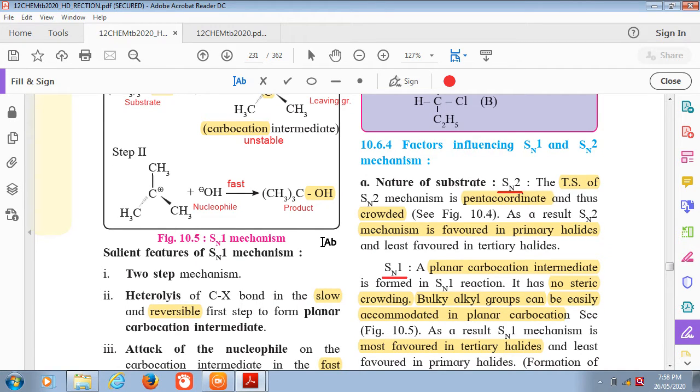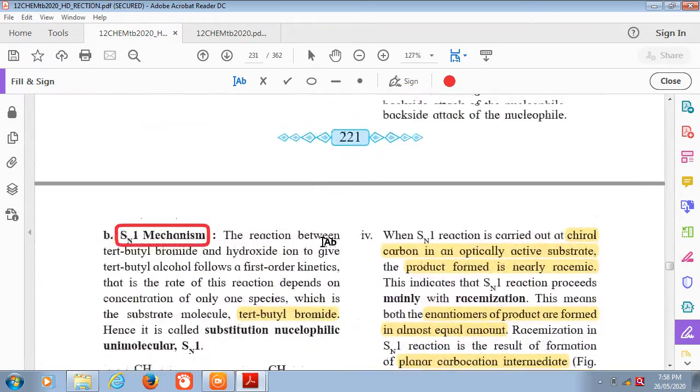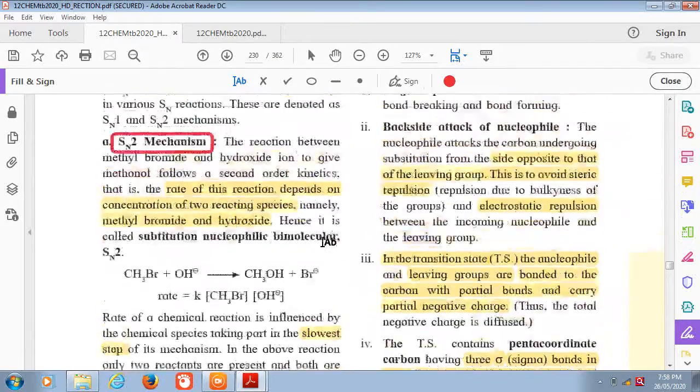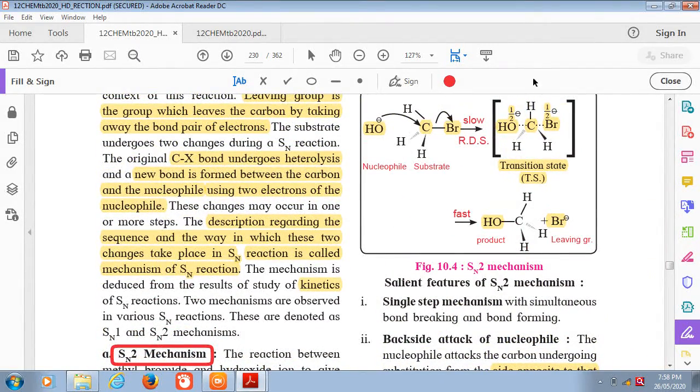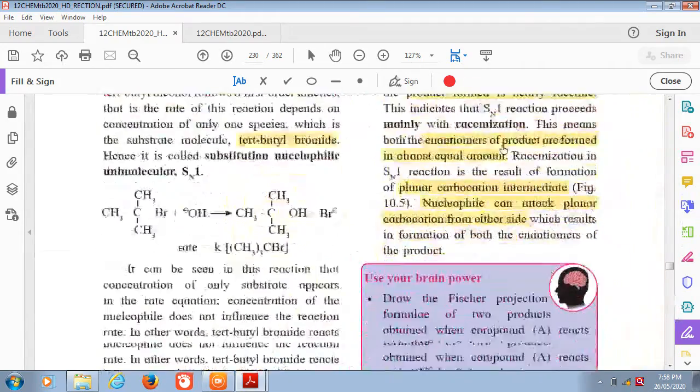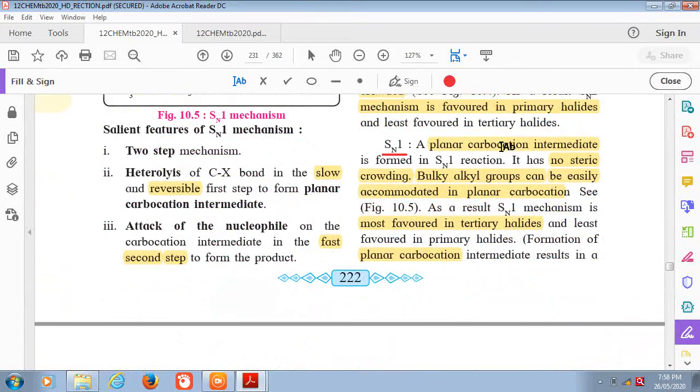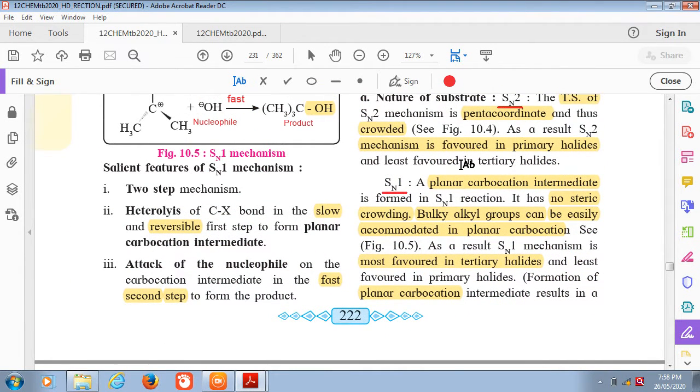that carbon is attached to 5 different groups. Out of that, 3 are hydrogen, one is OH and another is Br. So it is crowded. We have already seen that in the diagram, so you can check that diagram again. Here this transition state is crowded. There are 5 different groups. So the Sn2 reaction mechanism is favored in primary alkyl halide and least favored in tertiary halide.